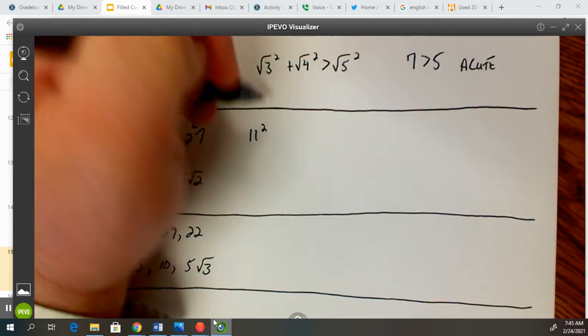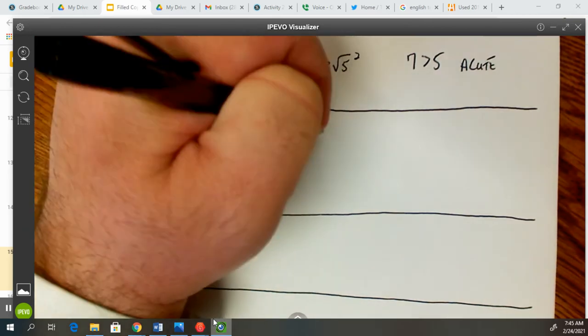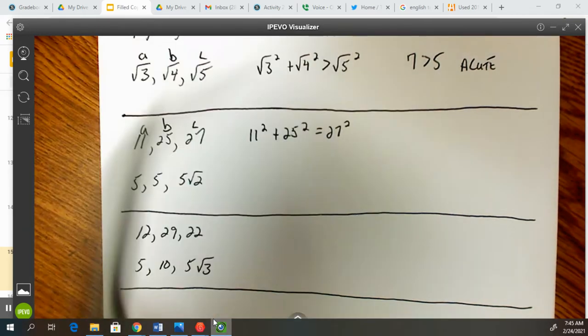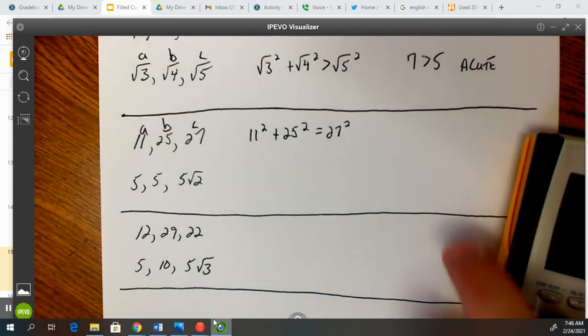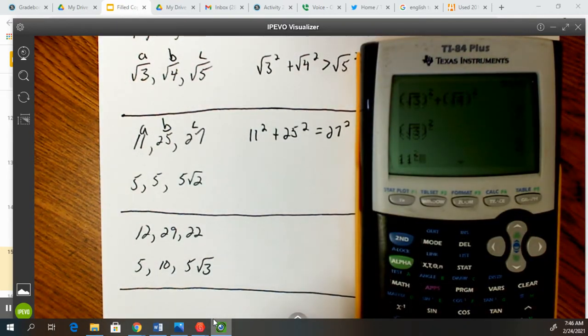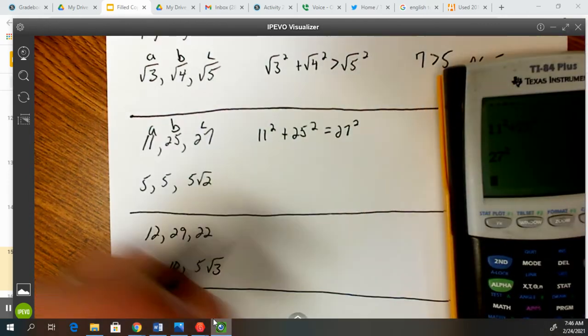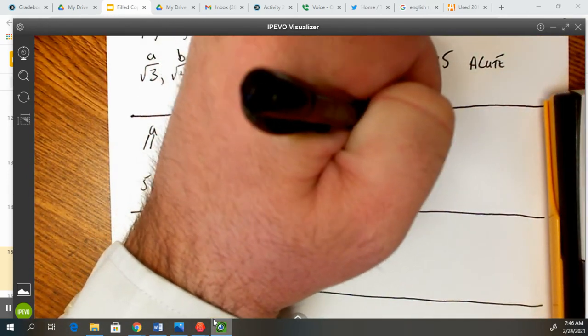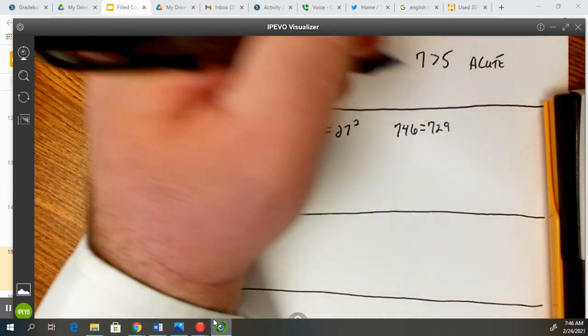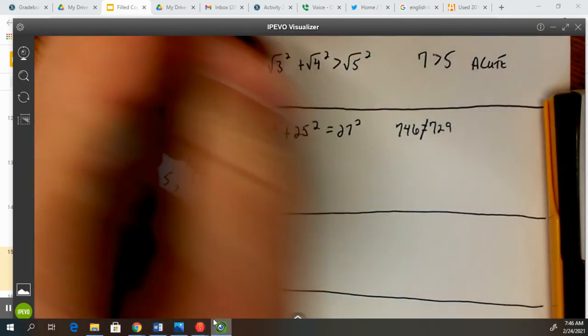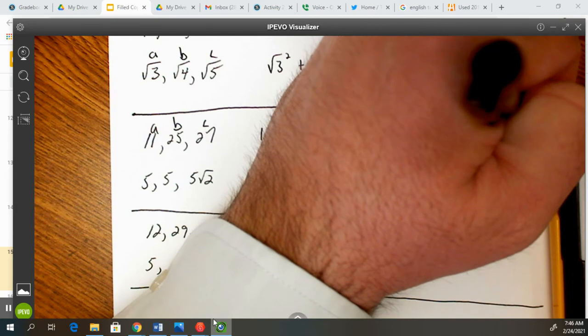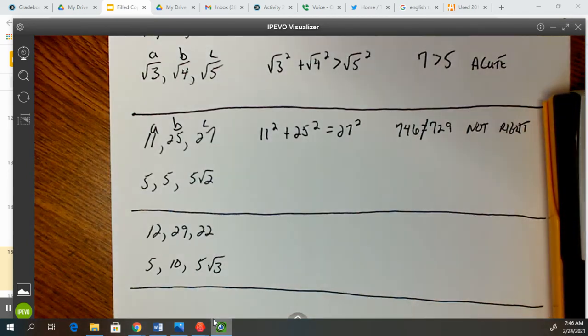So does 11 squared plus 25 squared equal 27 squared? So 11 squared plus 25 squared is 746. 27 squared is 729. So does 746 equal 729? No. Not right. Not a right triangle.